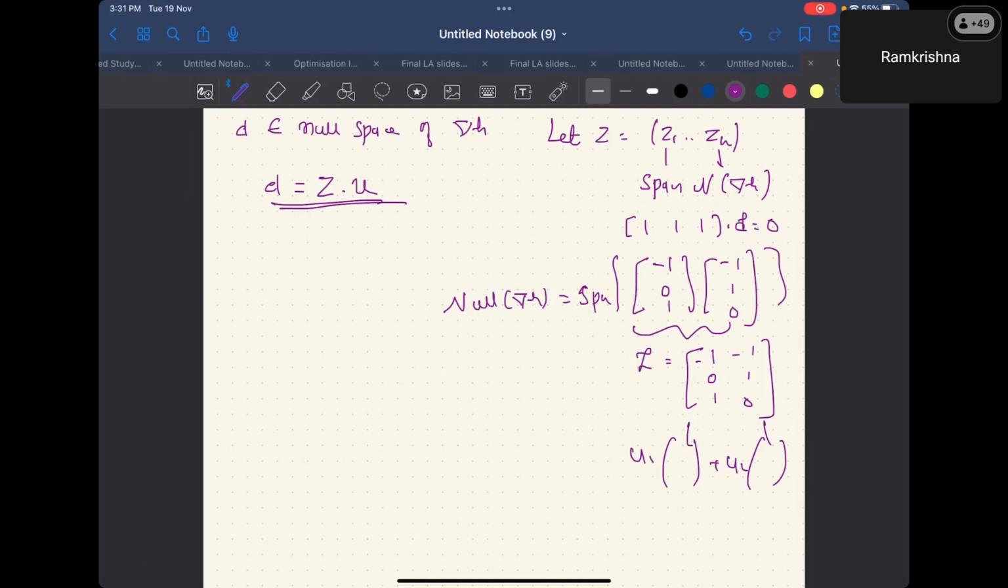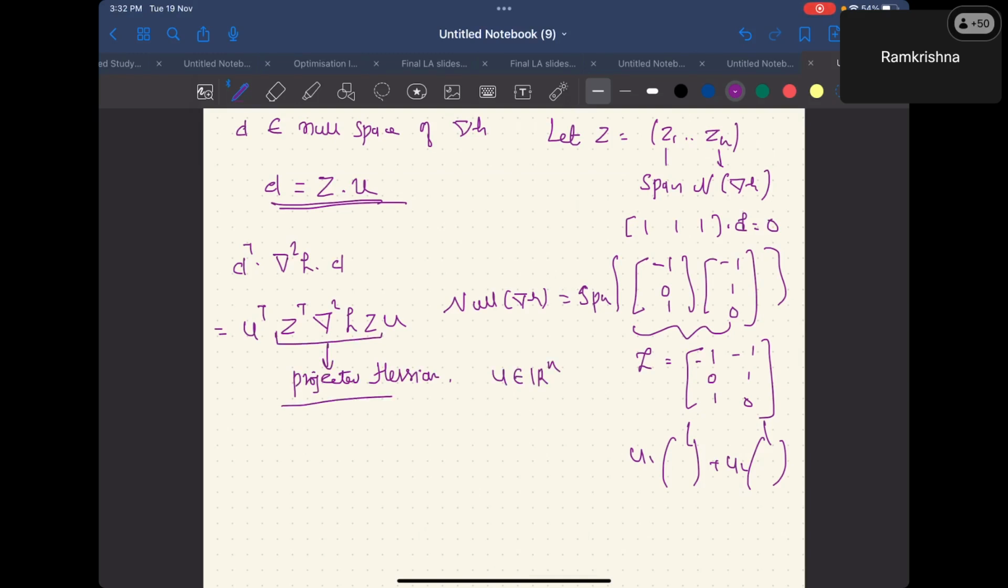Now, how does D transpose Nabla 2 of L D look like? This will now be U transpose Z transpose Nabla square of H Z U. Now there's a nice structure inside here, right? This I will call the projected Hessian, and U is now any arbitrary vector in Rn.